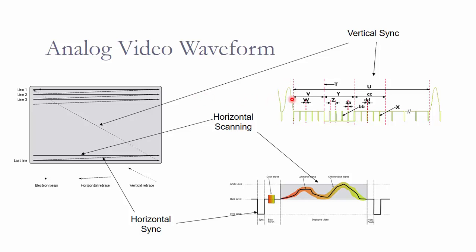After that, when we finish all the lines, we need a vertical synchronization waveform that looks like this, so that the display of the video will go to the next frame. It goes back in here, and then the next video frame will be displayed or transmitted again. So that is how complicated an analog video waveform looks.